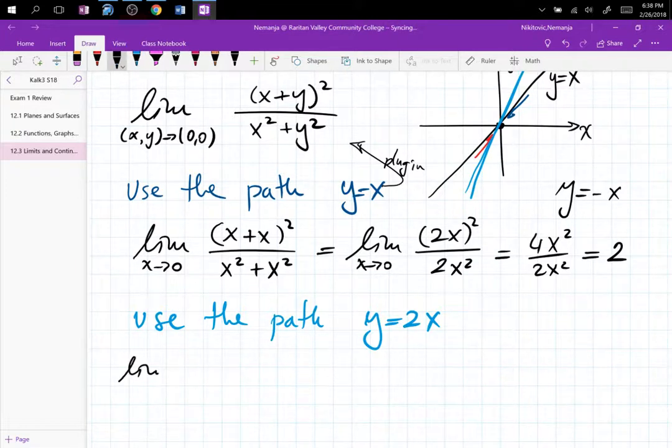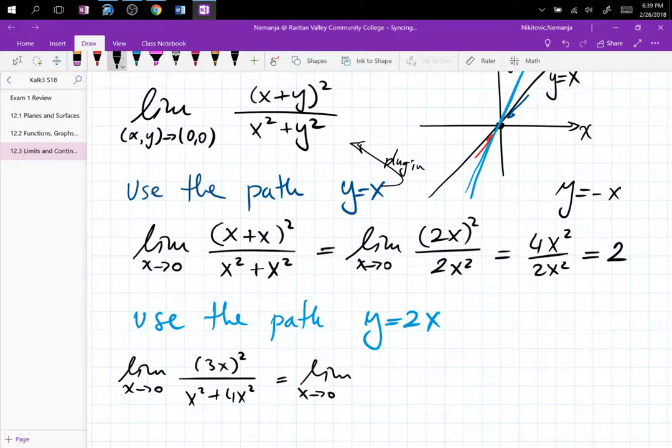I have the limit, again, as x goes to 0. And now each y is replaced by 2x, so I have (3x) squared on top, divided by, on the bottom, x squared, which I'm copying, plus 4x squared, because y is 2x, and when you square it, you get 4x squared. So what is the limit over here at the end as x goes to 0? We have 9x squared divided by 5x squared, and it's 9/5.